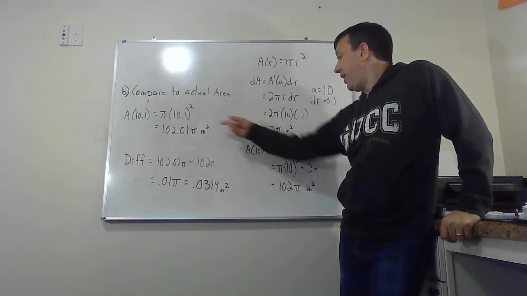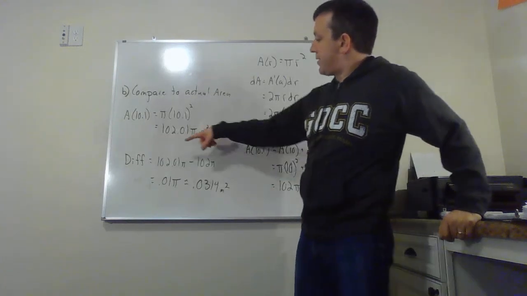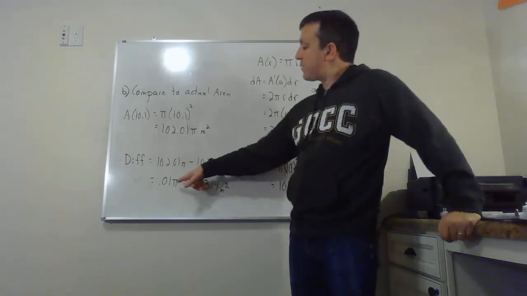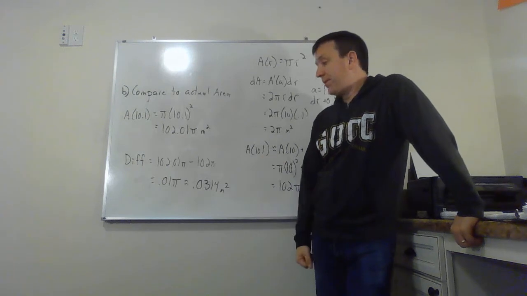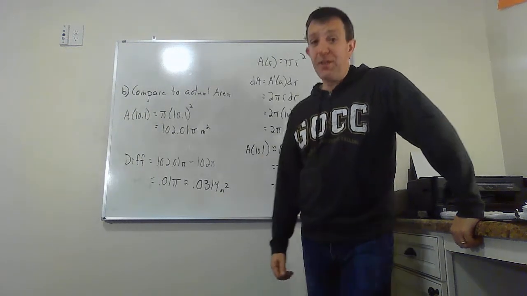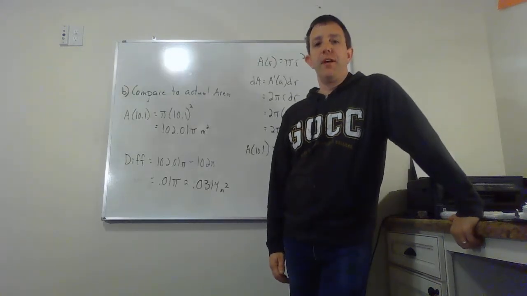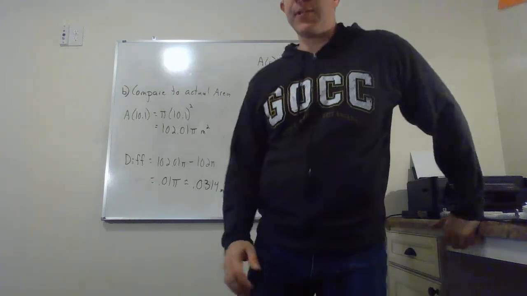That's a lovely number, and notice that's really, really close to what we got. We got 102 pi, that's 102.01 pi. So the difference, I just subtract those two things, the difference is 0.01 pi. That's not much. If you plug in pi there, you get a difference of about 0.0314 meters squared. Again, not a whole lot. All right, one more example and we'll be all set.